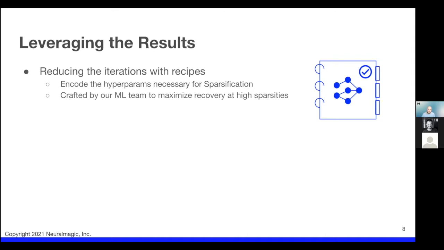All of these recipes are handcrafted by our ML team to maximize recovery at high sparsities. And why is this important? Well, they're tested and fine-tuned across many runs. Actually, creating one of these recipes takes quite a bit of time to nail down these hyperparameters such that we get a highly accurate model that recovers close to the baseline, as well as has maximal sparsity to get performance. So, for these models, YOLOv5S, we're getting to 60 to 70% sparse. YOLOv5L is in the 80s, around 85% sparse. So we're sparsifying these models to a high level, and that's what these recipes are encoding.